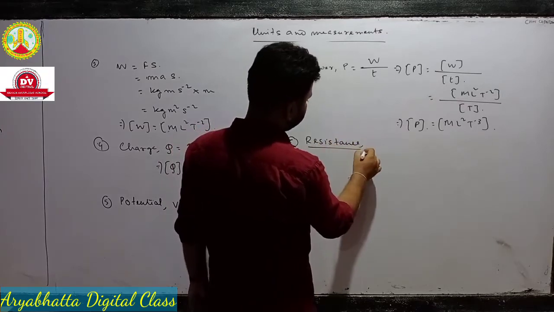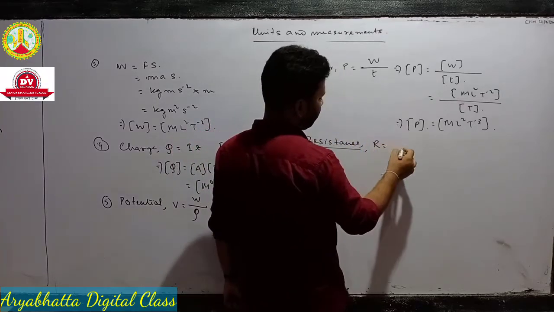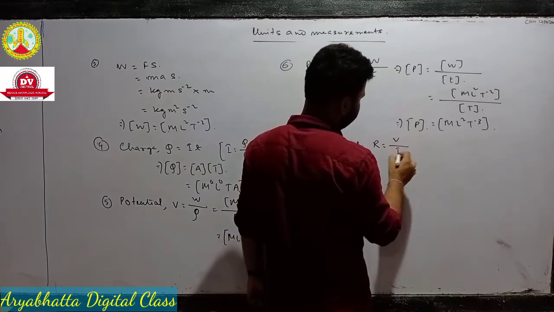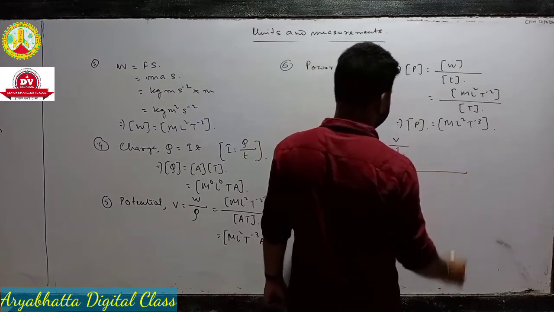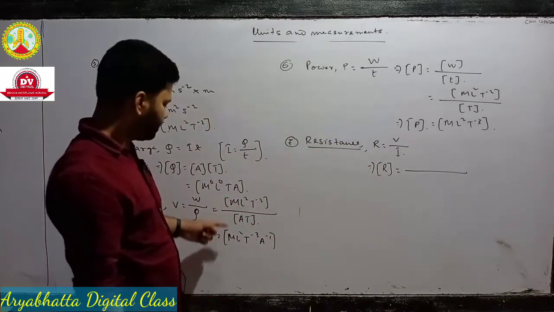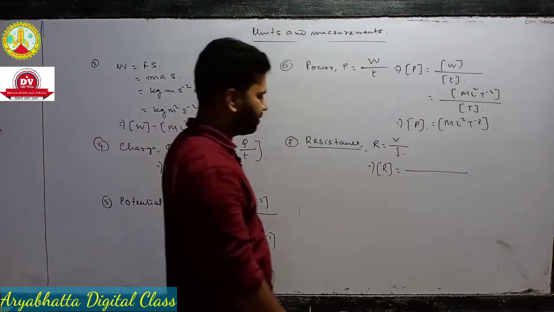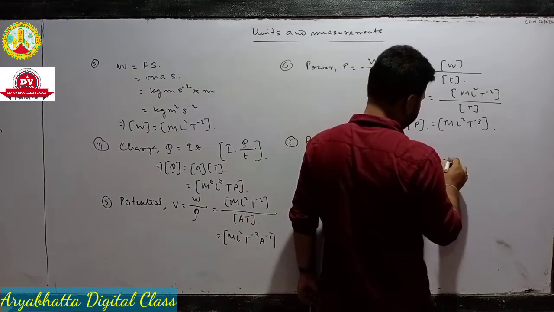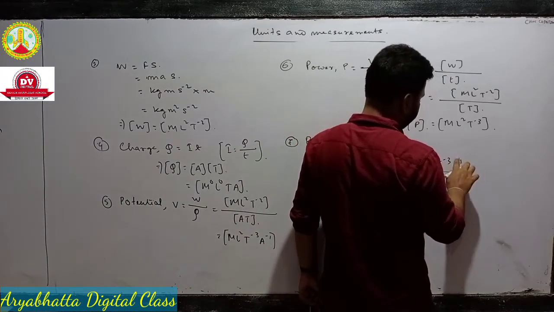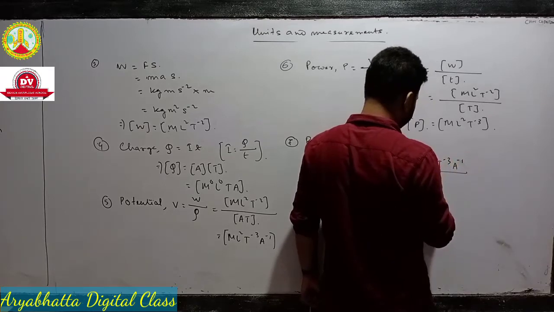So can you find out the dimension of resistance? What is the formula of resistance? R is equal to V divided by I. What is the dimension of potential? ML² T^-3 A^-1. So ML² T^-3 A^-1.